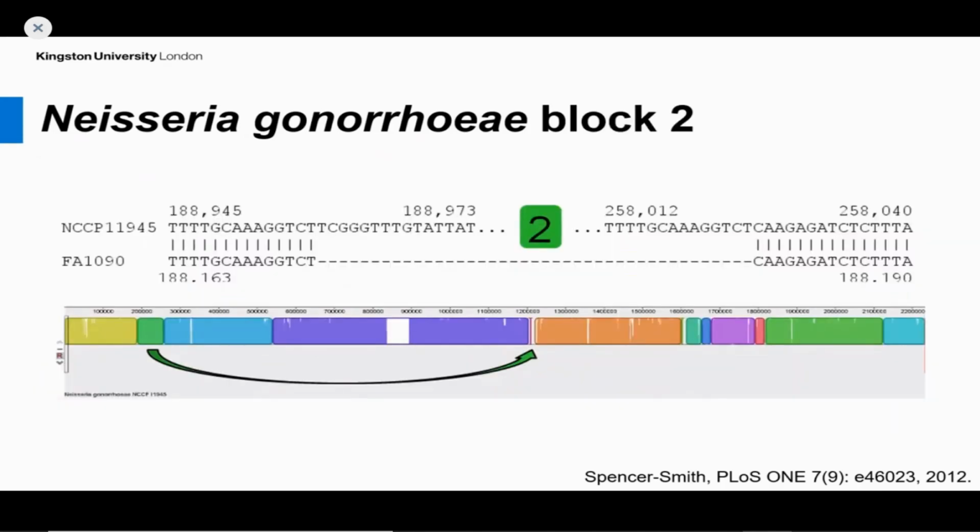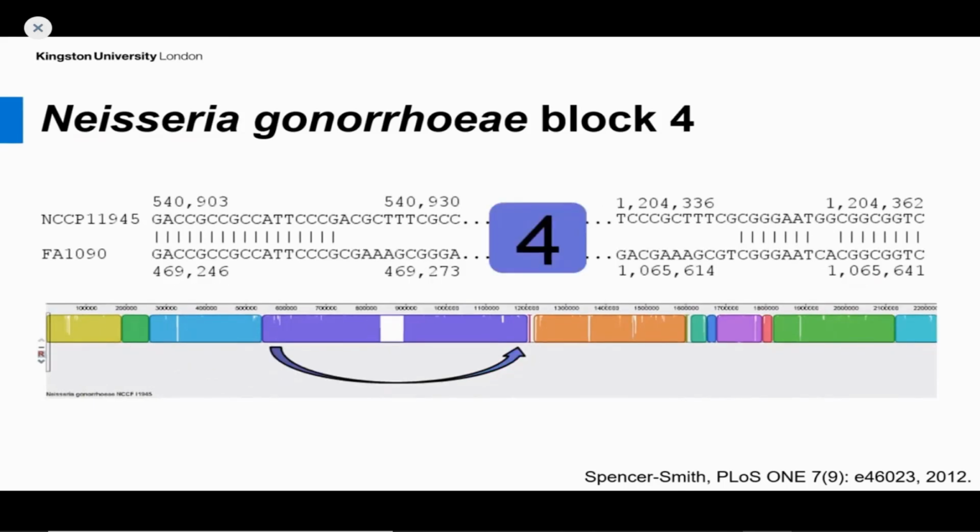This is a close-up of what's happened with that region 2, where it's moved in FA1090, and then the sequence differences between NCCP 11945, where region 2 is between region 1 and region 3, and FA1090, where it's just completely moved somewhere else by virtue of the IS elements that flank it.